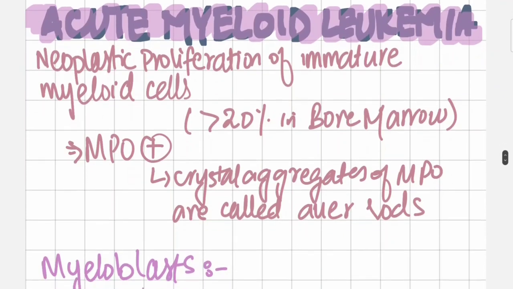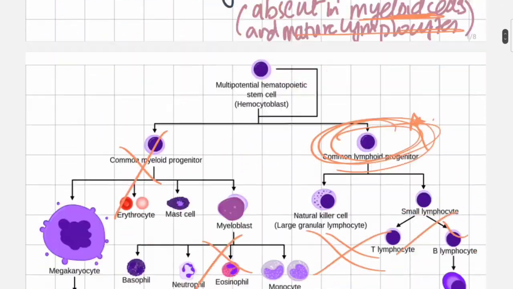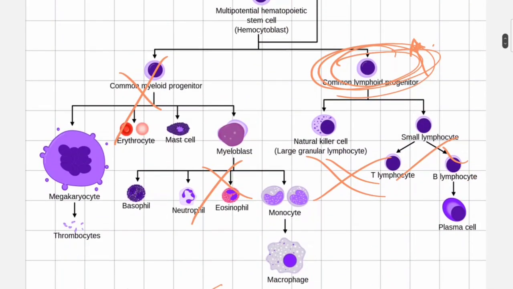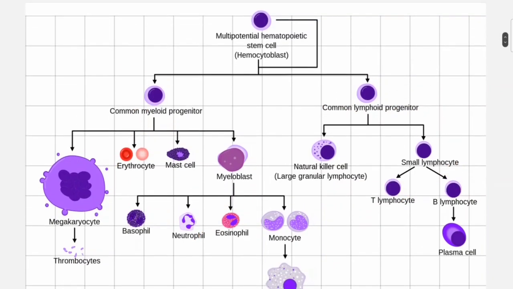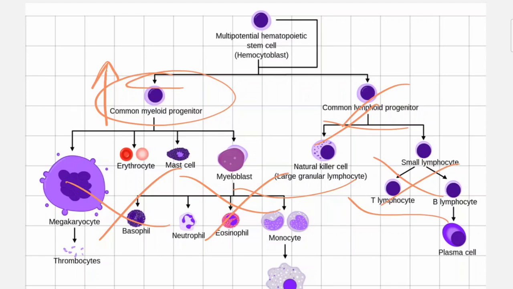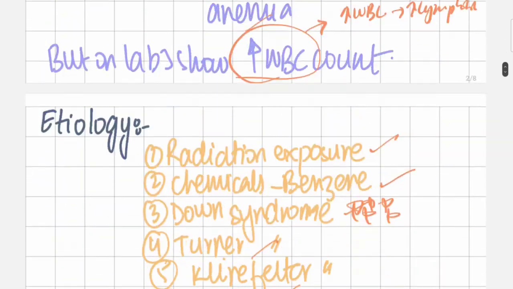Next, we have acute myeloid leukemia. In acute myeloid leukemia, it is the increased proliferation of myeloid cells. So I go back to my slide of hematopoiesis. Now you see right here that there is a problem in myeloid. These cells are going to increase and other cells are going to decrease. So increased myeloid precursor cells, or we call them myeloblasts, are going to increase.